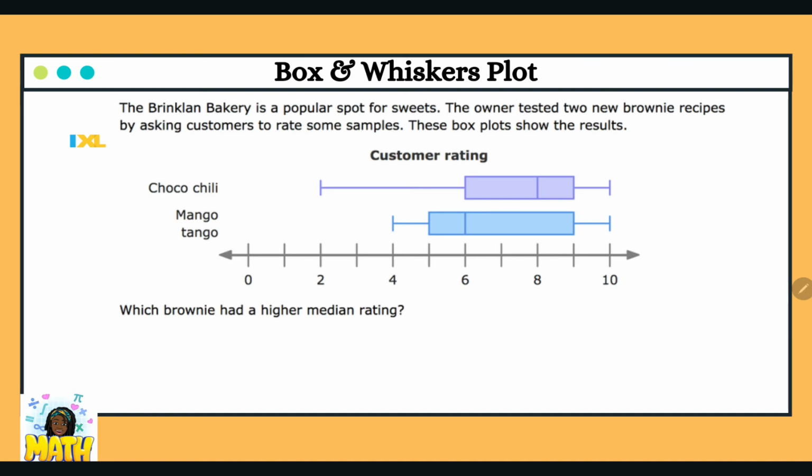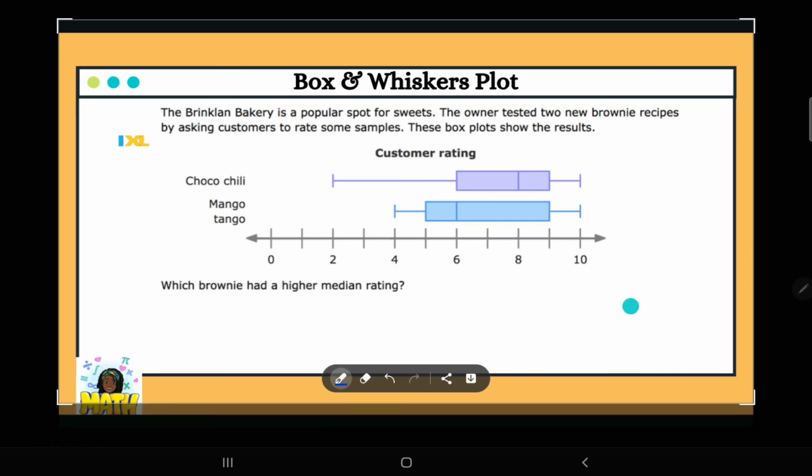The Brinklin Bakery is a popular spot for sweets. The owner tested 2 new brownie recipes by asking customers to rate some samples. These box plots show the results. Which brownie had the higher median rating? So we go ahead and identify the medians. I have a median here of 8 and a median here of 6. So the choco chili would be the one with the higher median value of 8.